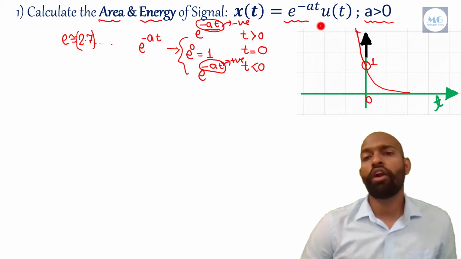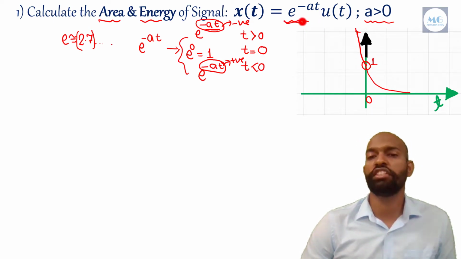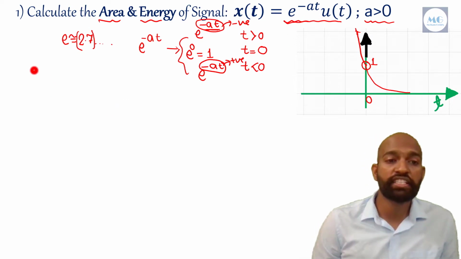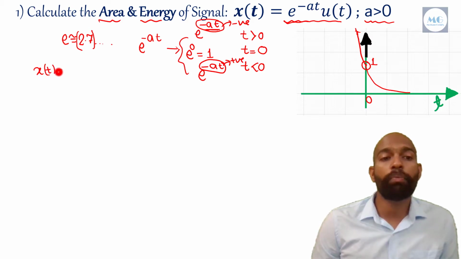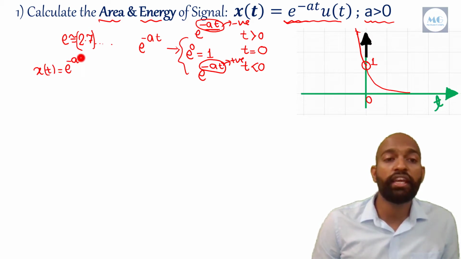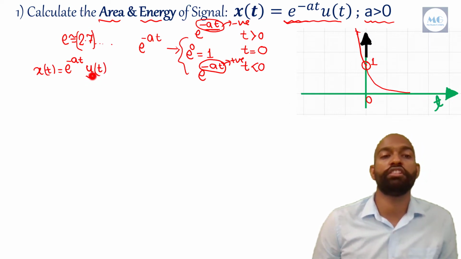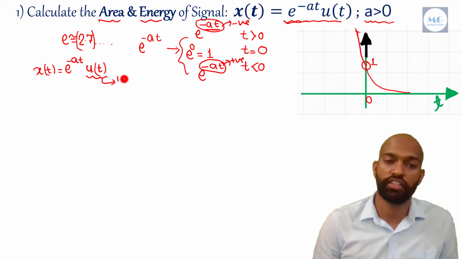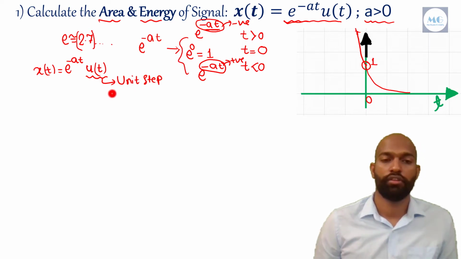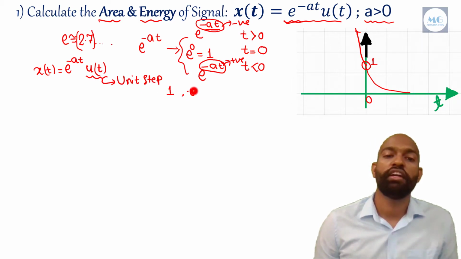Okay, so I want all of you to focus on this term. This is not only e to the power minus at. Our x(t) is e to the power minus at into u(t). This means this is the unit step function whose value is 1 for t greater than 0 and 0 for t less than 0.